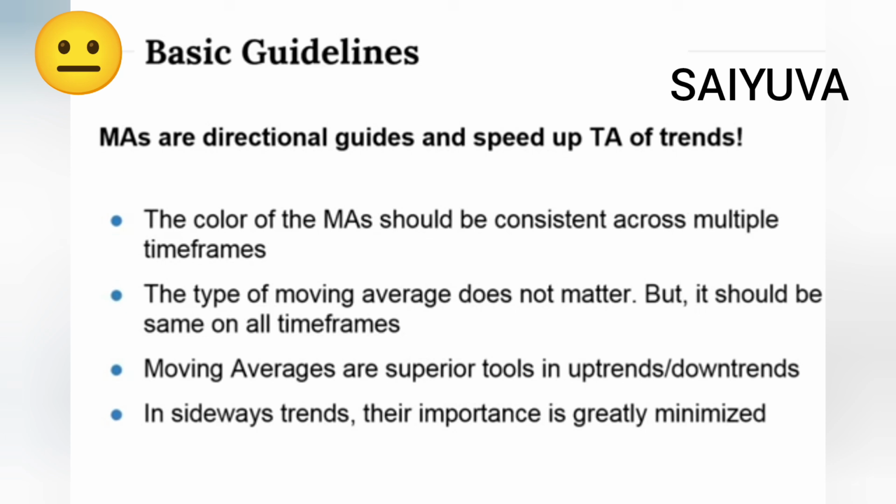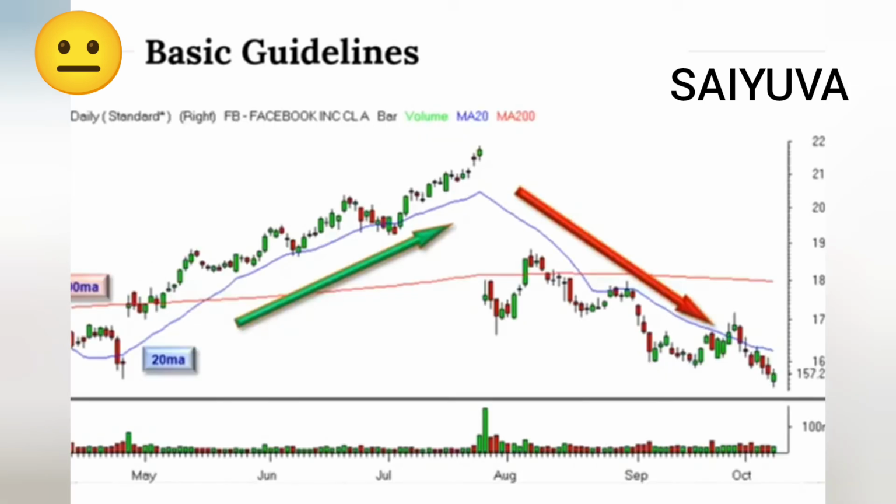Okay? Moving averages are superior tools in uptrends and downtrends, when the stock is uptrending in a stage 2 or downtrending in a stage 4. In sideways trends, their importance is greatly minimized.